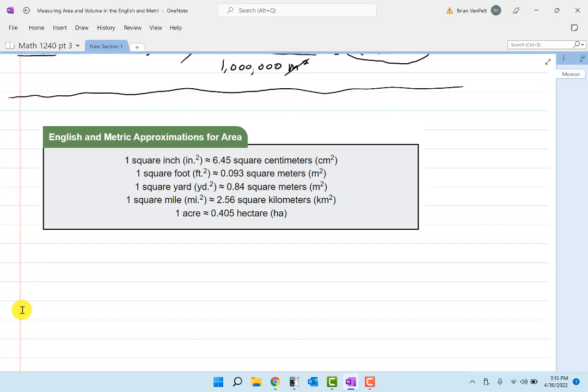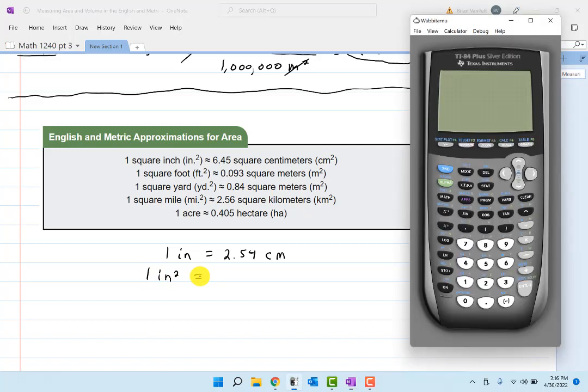As usual, notice the squiggle lines means not exact. We happen to know that 1 inch equals exactly 2.54 centimeters. So if I square both sides, on the left I'll get 1 square inch, but on the right I'll do 2.54 times itself, or squared, let's do that. So the exact answer would be 6.4516.